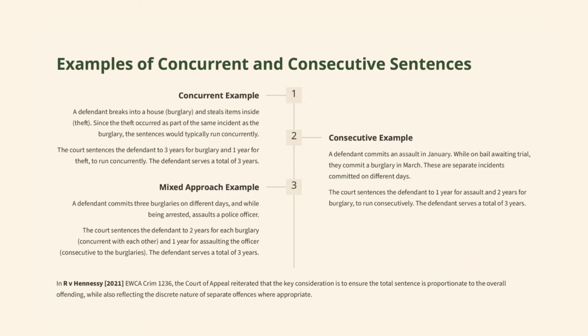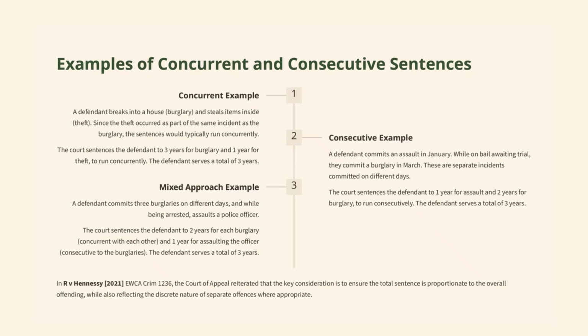And then there's another example, a mixed approach example. A defendant commits 3 burglaries on different days and while being arrested assaults a police officer. The court sentences the defendant to 2 years for each burglary, concurrently with each other, and 1 year for assaulting the officer, consecutive to the burglary. The defendant therefore serves a total of 3 years.